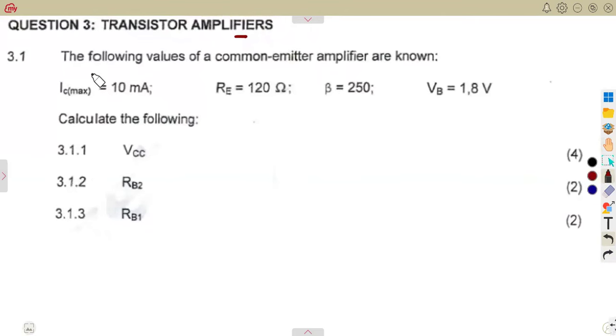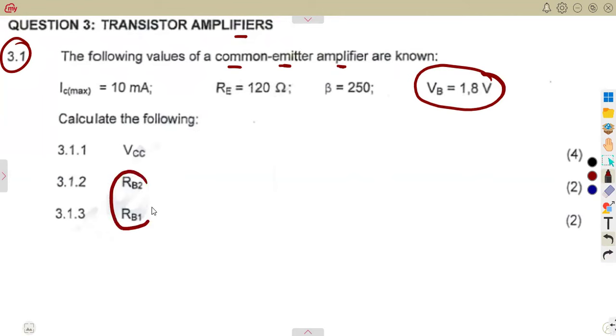So there you are given 3.1, the following values of common emitter amplifier. It's very true that it's a common emitter amplifier, but what type are we talking about? Is it just the normal one that we are used to, or is it of a voltage division? So you see that you are given IC max, RE, beta, these ones, and VB. Just having this VB tells us what we are talking about, because the VB that we are having is found when we are dealing with what? The voltage division.